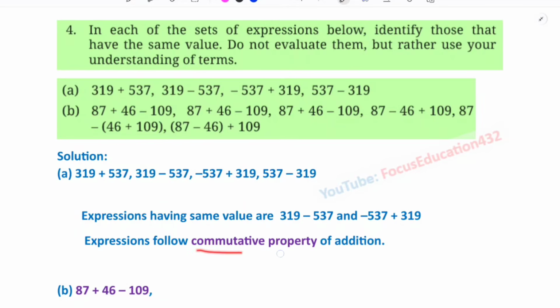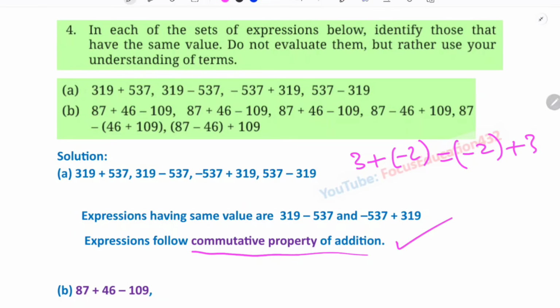So expressions follow commutative property of addition. What is the meaning of commutative property of addition? Because here terms are interchanged, the positions. When you are having a plus sign in the middle, a plus b is equal to b plus a. This is what commutative property of addition is. If you are having minus also, don't confuse. For example, 3 plus of minus 2 is same as minus 2 plus of 3. So a plus b is equal to b plus a. That is what we mean by commutative property of addition, satisfied here between few terms, not all.